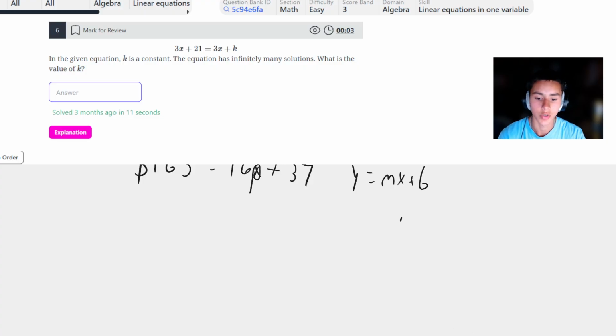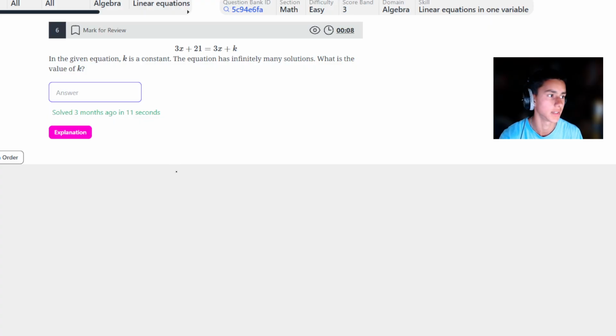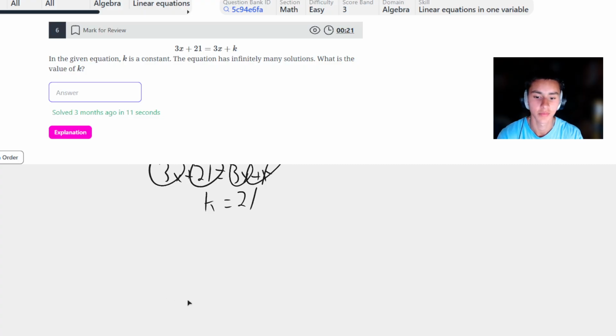Okay, for this question, the equation has infinitely many solutions. This means they have to be exactly the same. So if 3x plus 21 equals 3x plus k, we see 3x is the same. Now our constants need to be the same. So k is literally just 21. That's all it is. Pretty easy.